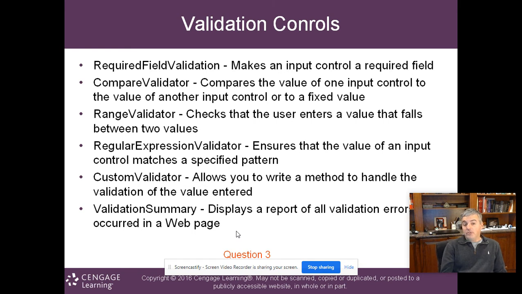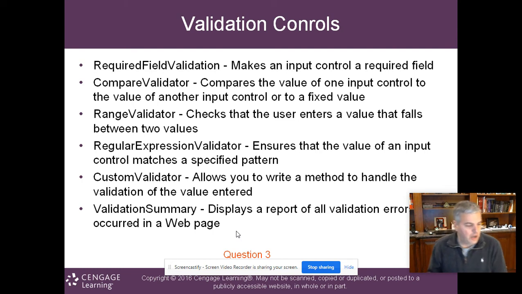We also have custom validators. So this allows you to write a method to handle the validation of the value entered. So this lets you kind of pretty much do anything you want to do with validation. And then lastly, we have the validation summary. This displays a report of all validation errors that occurred in the web page. So if a user made more than one mistake or missed more than one thing on the web page, you kind of put a summary of all those things at the bottom.